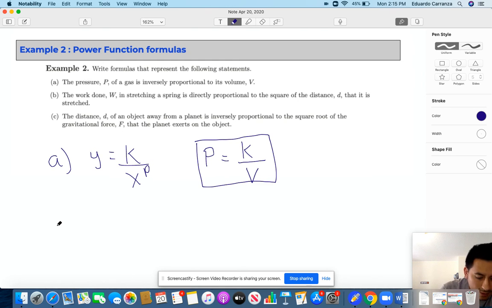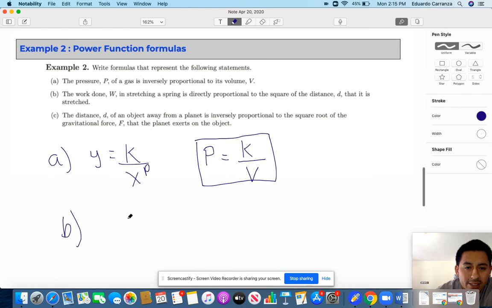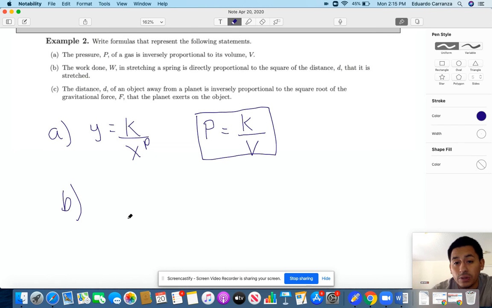All right, cool. Let's go to B. For B, we have: the work done in stretching a spring is directly proportional to the square of the distance d that it is stretched. For a power function that is directly proportional to x, it follows this format: y is equal to k times x to the power of p. Let's rewrite this using the variables of the quantities that we have for work and for distance.